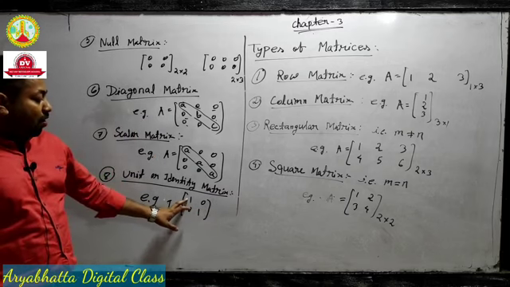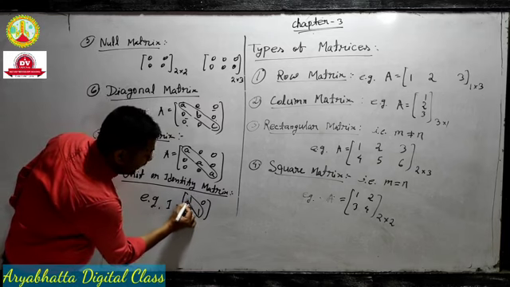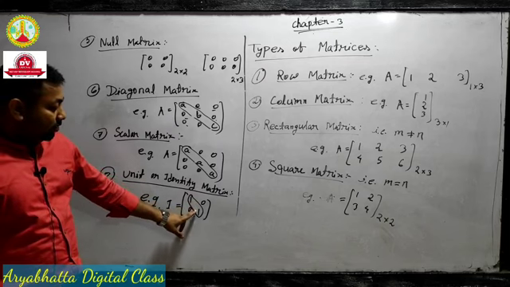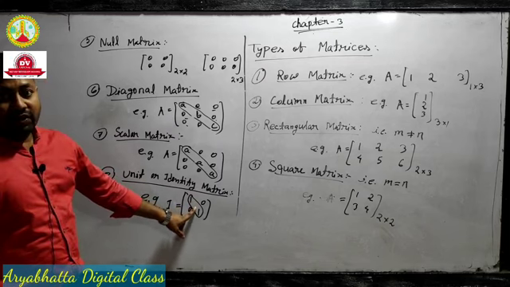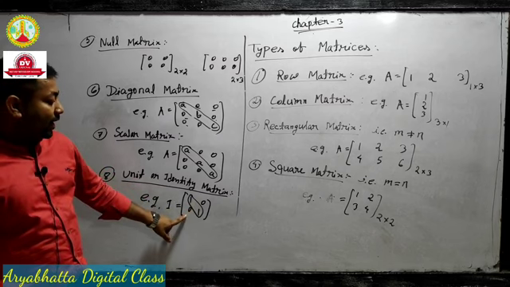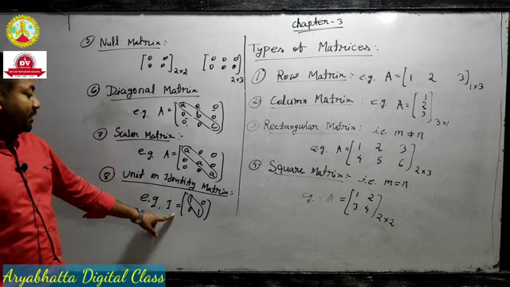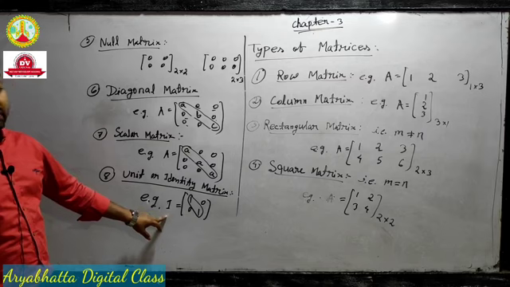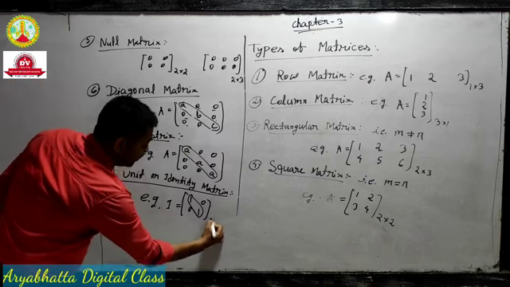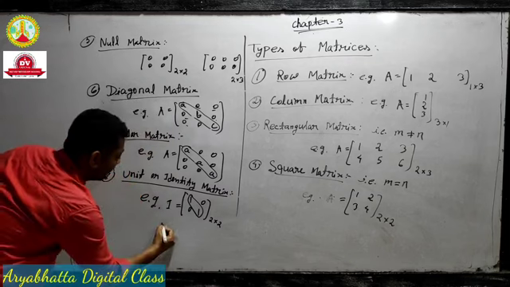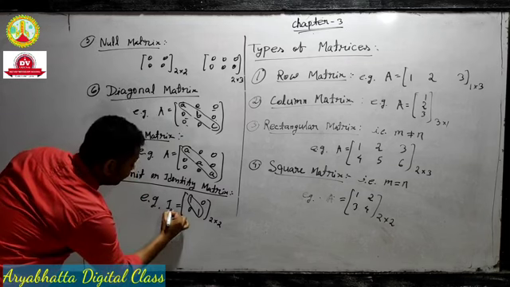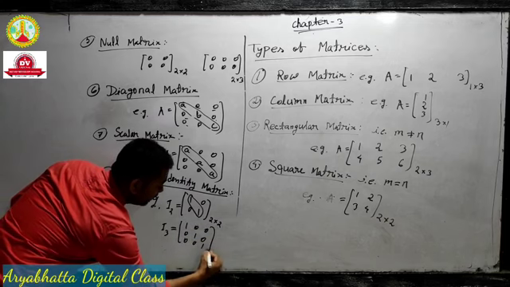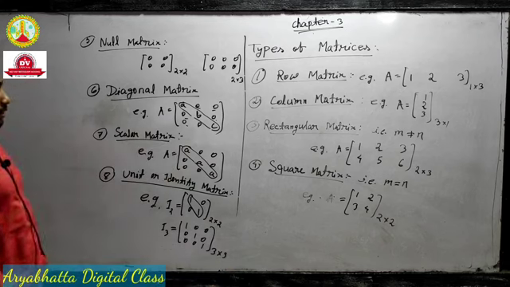In a diagonal matrix, all the principal diagonal elements are equal to 1, that is 1, 1, and the non-diagonal elements are equal to 0. That matrix is called a unit or identity matrix, and the identity matrix is denoted by capital letter I. This is of order 2 by 2. We take another example. I3 equals 1 0 0, 0 1 0, 0 0 1. This is also an identity matrix, of order 3 by 3.